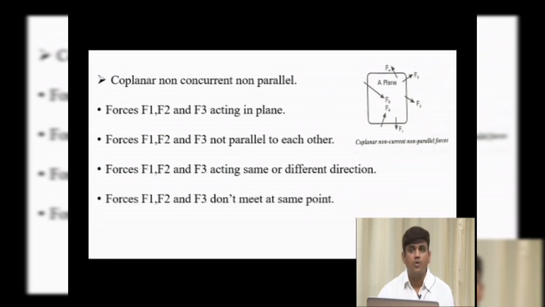The fourth and last part of a coplanar force system: forces F1, F2 and F3 act in the same plane. Second, F1, F2, F3 are not parallel to each other, and act in the same or different directions and do not meet at any common point. Here they don't match any of the first three coplanar systems of force. Neither are they in a common line, nor do they meet at a common point, nor are they parallel to each other, and the fourth one is called non-concurrent.